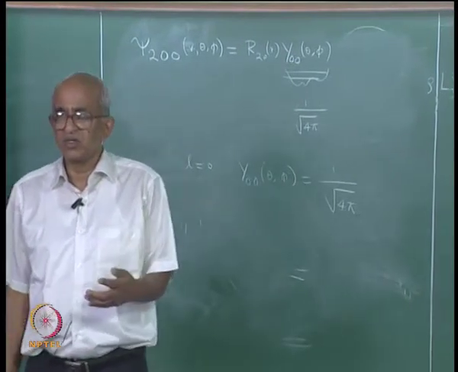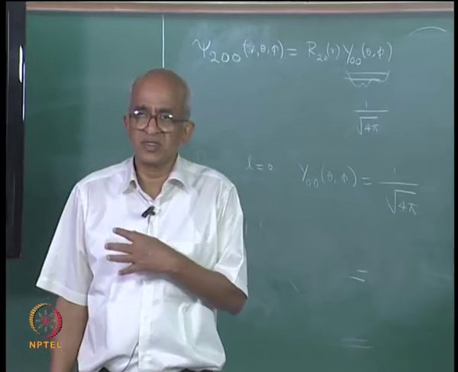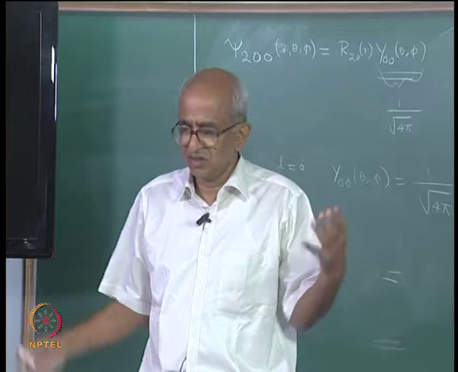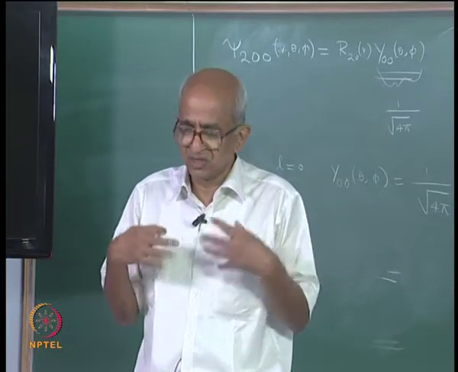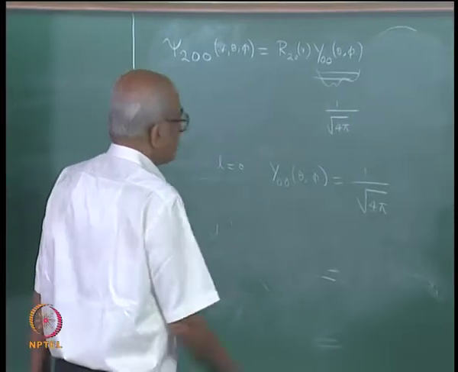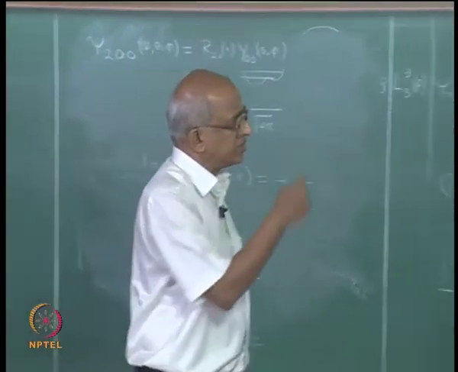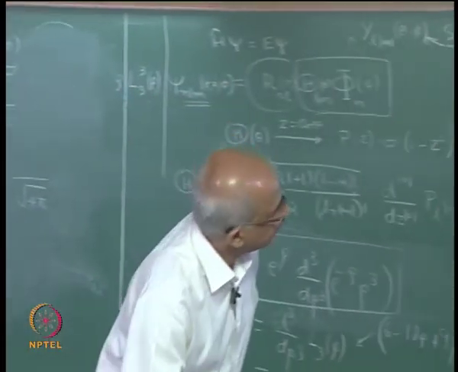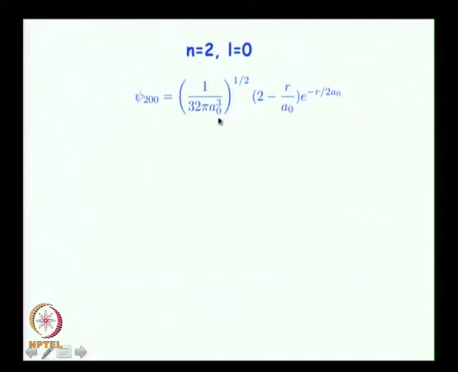So, whenever l is equal to 0, you find that the function is spherically symmetric, and it is not necessary for me to discuss the angular dependence, because we have already done it. What is left is to discuss the radial part, and if you look at the radial part, it is obvious that it has this form. This part is a constant, and you have the (2 - r/a0) e to the power of minus r by 2a0. That is the function.